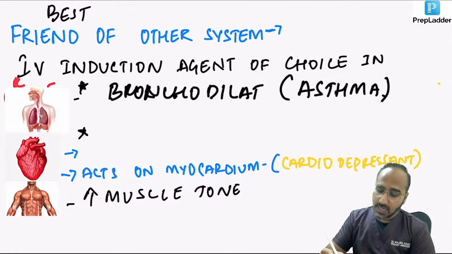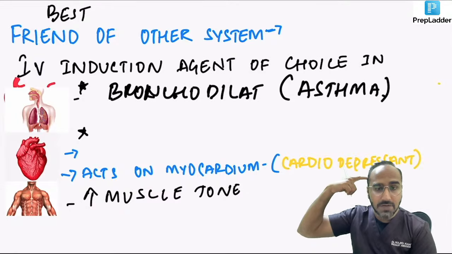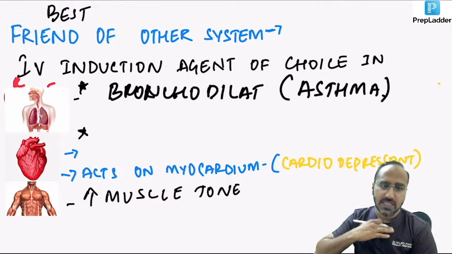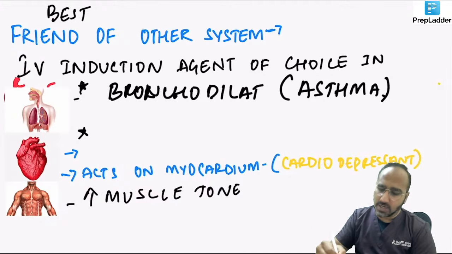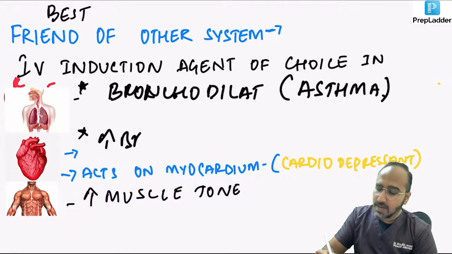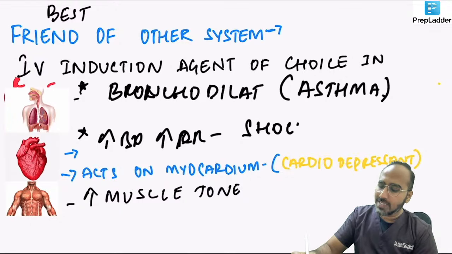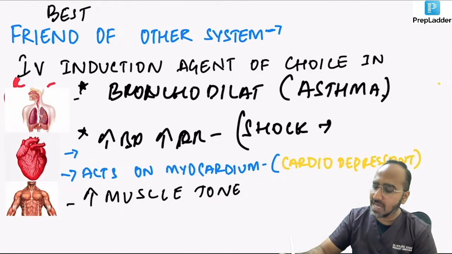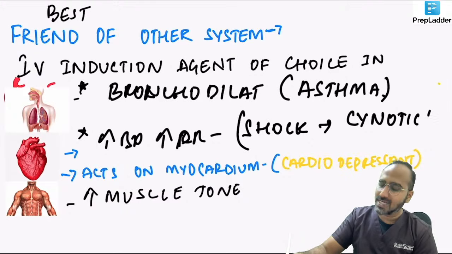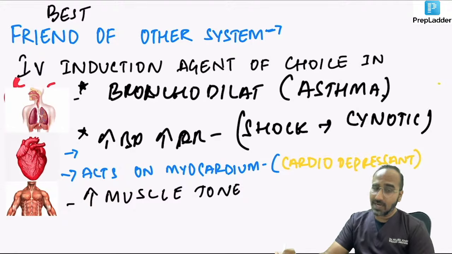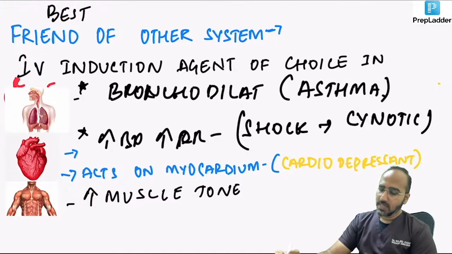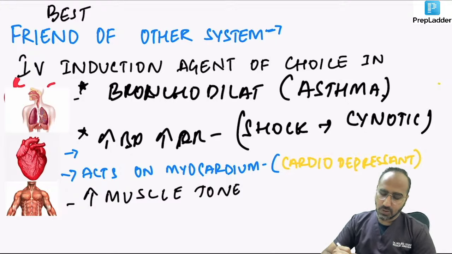Apart from that, in the cardiovascular system ketamine is the best friend. Remember, ketamine is the worst enemy of the CNS, friend of all systems. Cardiovascular also comes under all systems. So what will it do, guys? Ketamine increases the BP and pulse rate. Hence, you can give ketamine in shock. It is the IV induction agent of choice in shock as well as cyanotic heart disease such as tetralogy of Fallot. But it is avoided in ischemic heart disease and all. Next, ketamine increases the muscle tone. That's regarding ketamine.